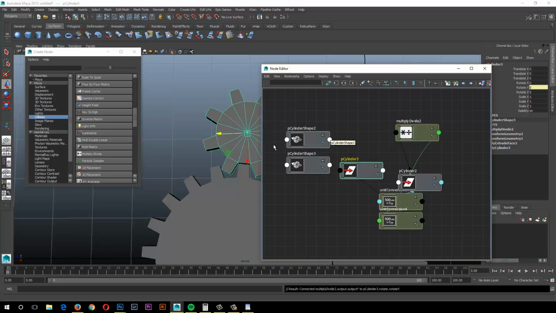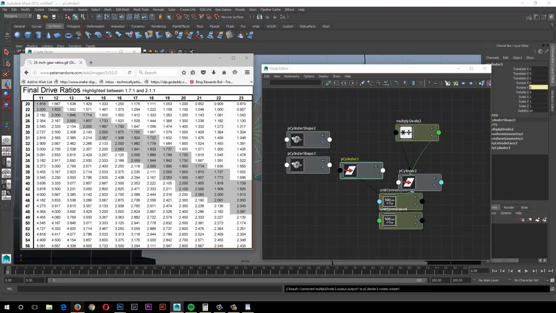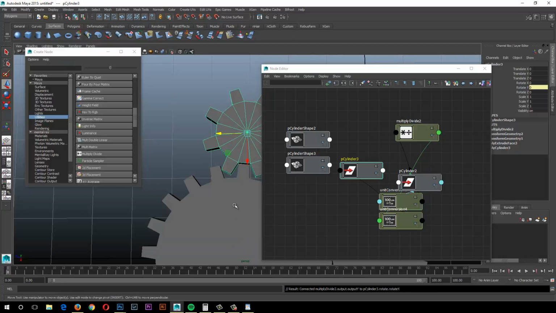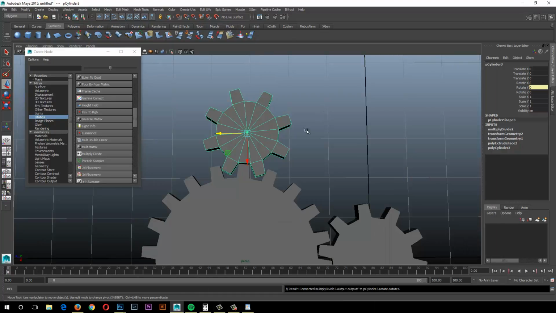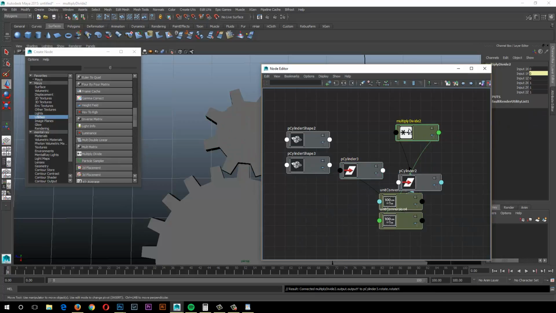Okay, so now we need to figure out the math. And again, let's go back and look at our chart. And we have 40 subdivisions to 16. So in theory, it's still easy math. Okay, so 2.5. And because this is small, this should be rotating faster. It's going to need to do more rotations to fit with those teeth of this bigger cog. So, oops, let me open back up my node editor. So my multiply divide node, and I think 2.5 is right.